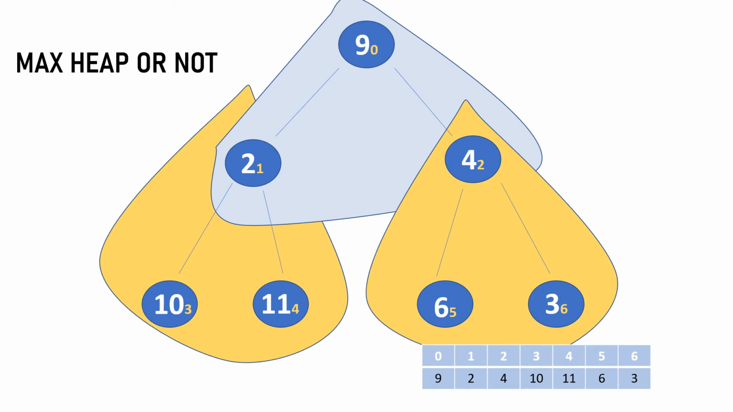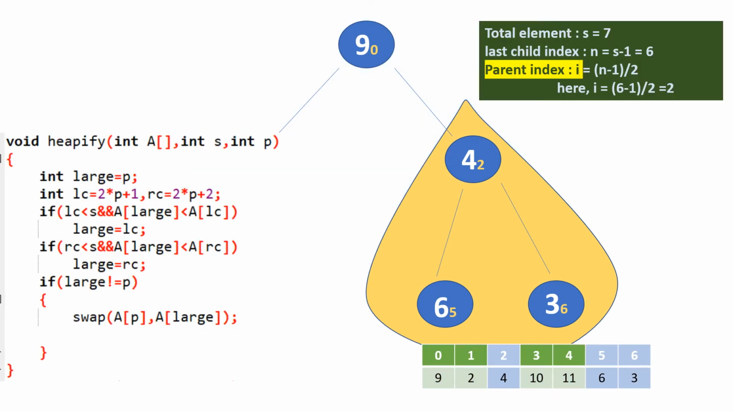So let us see how to heapify. First you should heapify the tree which is at the extreme bottom end, and in order to find the index of the parent, you have to use this formula: parent index equals (n minus 1) by 2, where n is the index of the last child. Our last child is 3, its index is 6. So if we put 6 here, we get i equals (6 minus 1) by 2, which gives us 2. 2 is the index of 4, and see here also it is the index of 4. So we will simply pass this i in p. P means parent. It means in this tree the parent is i and i is 2.